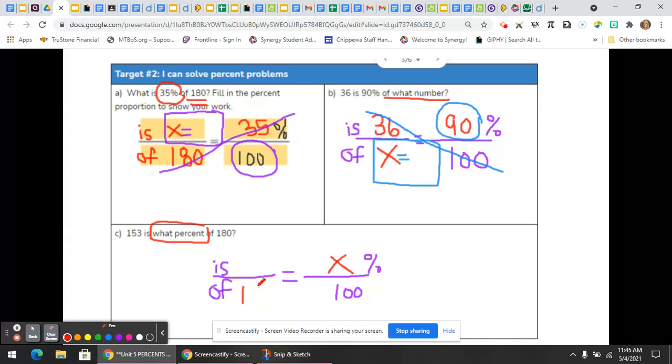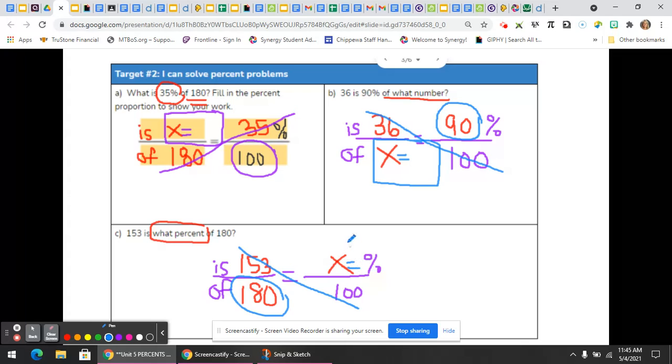I know that my whole is 180, and I know that my part is 153. So now that I've got my proportions set up, we can cross multiply and divide. So I'm going to take 153 times 100 equals, divide by 180. That will give me my percent.